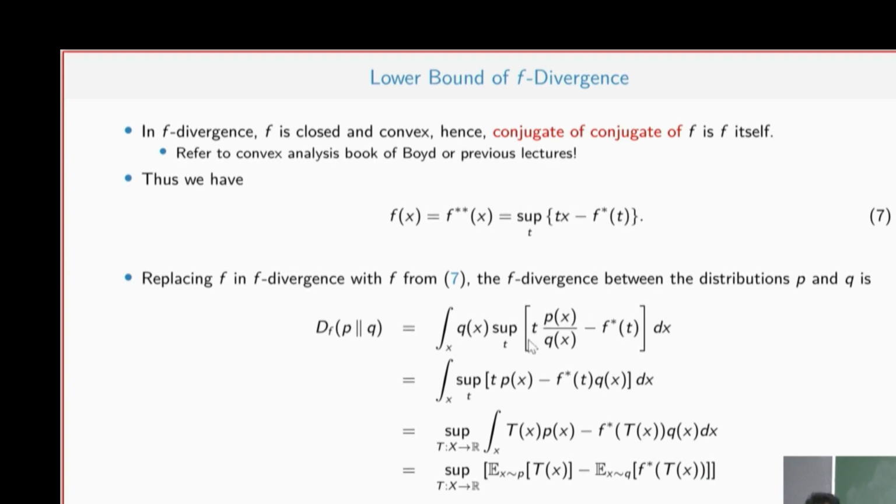So that's why I have T in place of x, I have p over q minus f star t dx. Okay, so that's what we did here. So overall, if you see the sup term, it was some f of x, but in the f-divergence case, that x was p over q. We used the reflexive property, and we put this supremum here.